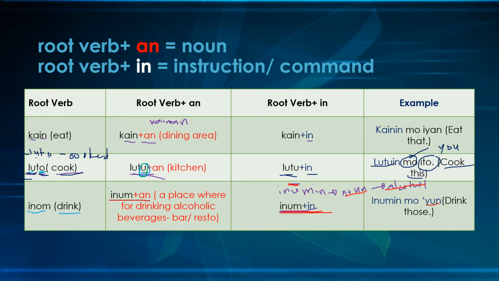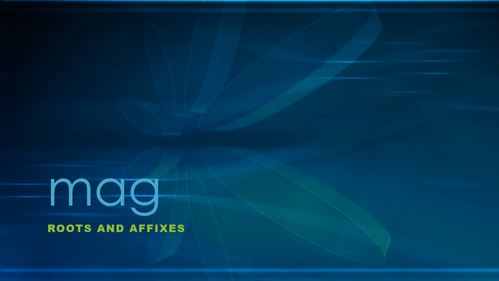Inumin, it means an instruction. It's like a verb. It's a command. You drink this. Inumin mo ito. You drink those. Inumin mo yun. You drink that. Inumin mo iyan. So that's how it works.